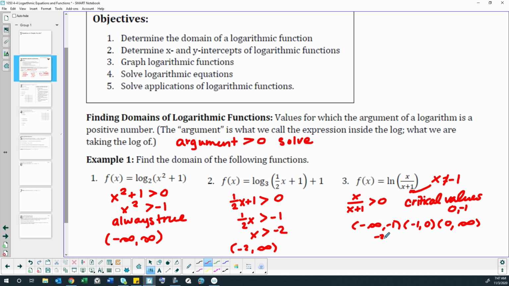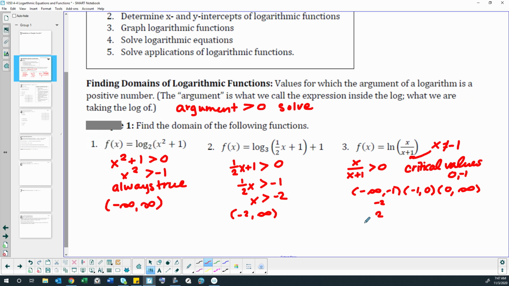Alright, so let's try negative 2 instead. Negative 2 over negative 1 is a negative divided by a negative, which is a positive 2. So that makes it true. Then from negative 1 to 0, we have to use a fraction, like negative 0.5. Negative 0.5 over positive 0.5 is negative 1. Not that the value itself matters, it's a negative divided by a positive, so it's a negative number, which makes it false.